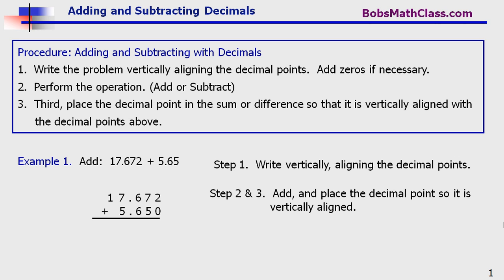2 plus 0 is 2. 7 plus 5 is 12, so carry the 1. Bring down the 2. 6 plus 6 is 12, plus 1 is 13. Keep going. 7 plus 5 is 12, plus 1 again is 13. And 1 plus 1 is 2.